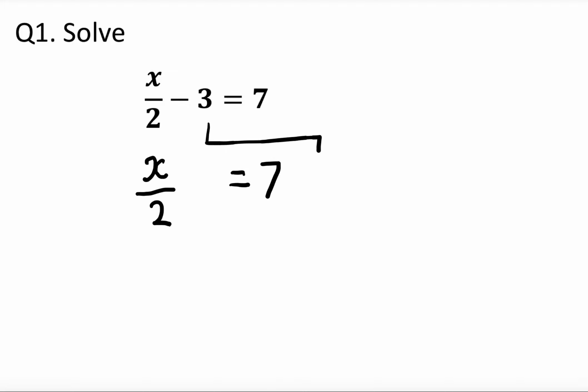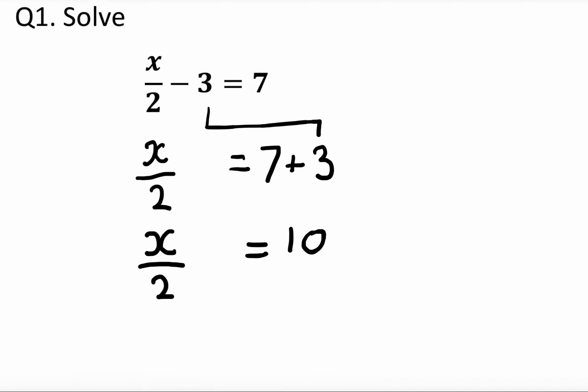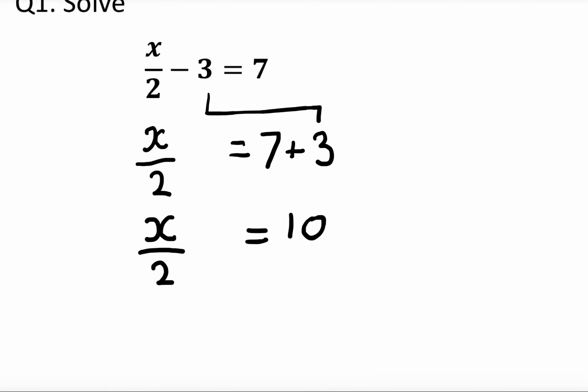If you move 3 to the other side, you have to change the operand, so it's 7 plus 3. So now we've got x over 2 equals 10. Now if we divide x by 2, just scroll up a little bit. If we divide x by 2, we need to multiply the other side by 2.